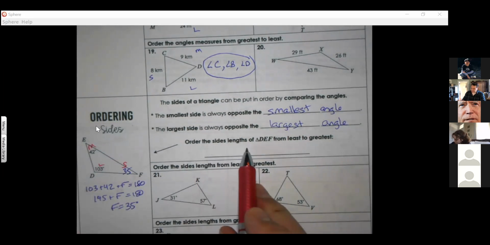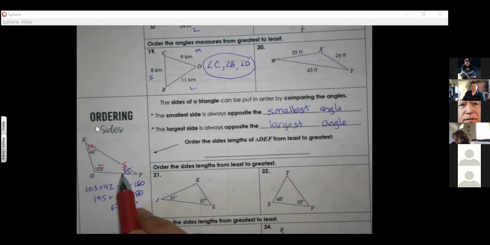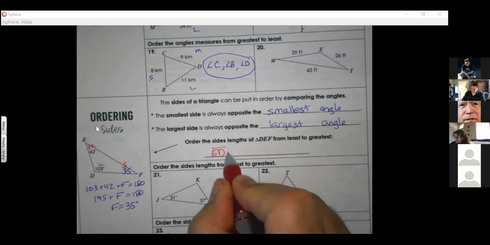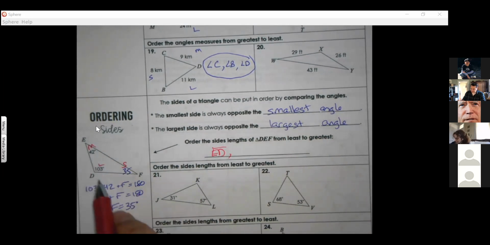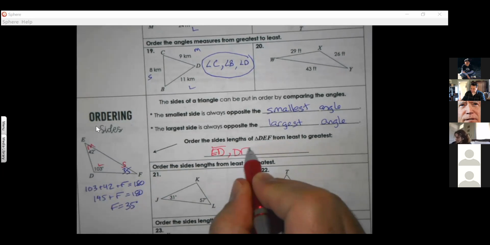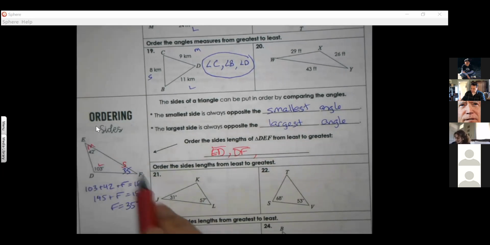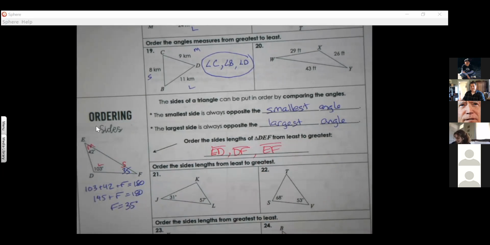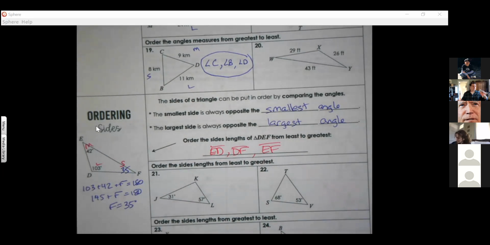So if I want to order the side lengths from least to greatest, I want the side that's opposite my 35 degrees. And notice that there's 2 sides that touch my 35 degrees, EF and DF. Those touch F. I want the one that's not touching F. That's what opposite means. So I'd say ED. My mediumest angle is over here, so the opposite side would be DF, and my largest side would be EF. Any questions?